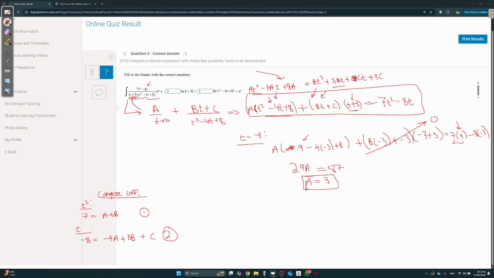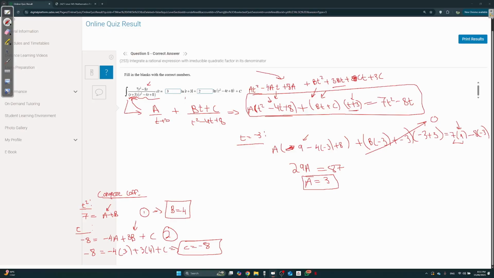Now, what do we know? We know a is 3. So plugging in a as 3 here will get you b equals 4. Right? So 7 is equal to 3 plus b, so b is equal to 4. Now, you know what a is, you know what b is, so we can solve this, right? So negative 8 is equal to negative 4 times a, which is 3, plus 3 times b, which is 4, plus c. So you get that c is equal to negative 8. So you found a, b, and c.